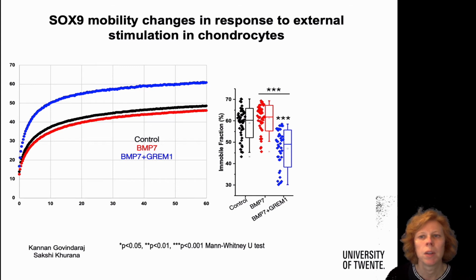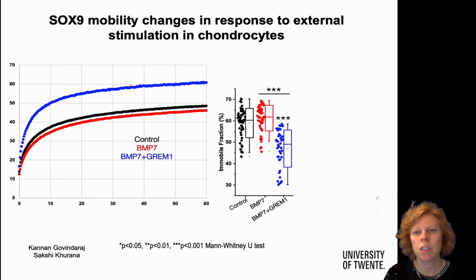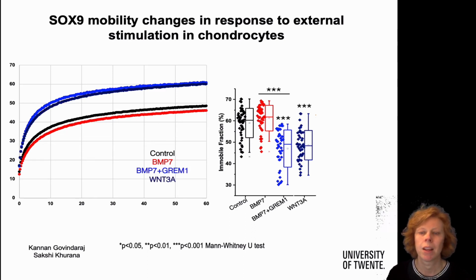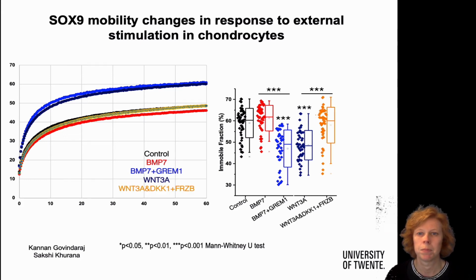However, if we add the BMP7 antagonist GREM1, we significantly increase SOX9 mobility, indicating a loss of transcription factor activity. We did verify this by measuring target gene expression and chromatin immunoprecipitation to show that there was a loss of DNA binding. Addition of Wnt3a significantly increased SOX9 mobility, which corresponded with a loss of SOX9 target gene expression and DNA binding. This could be rescued by the addition of the Wnt antagonists DKK1 and FRZB.